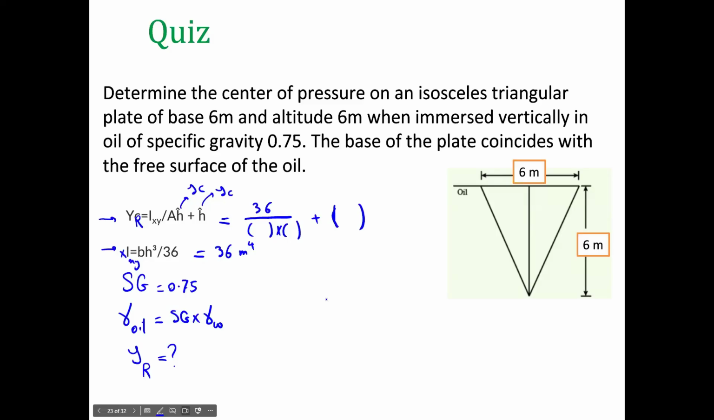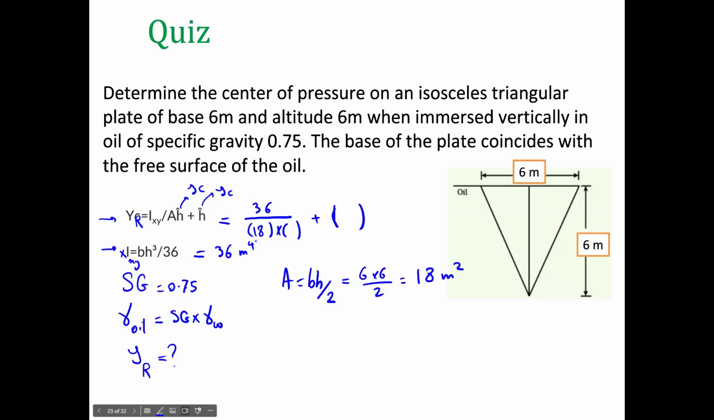How would you find h bar? What's the area? Did you find the area? Six divided by 2, right? 18. Okay. So the area is 18. What about h bar? The only thing that you need to think about is that h bar is the center of gravity.